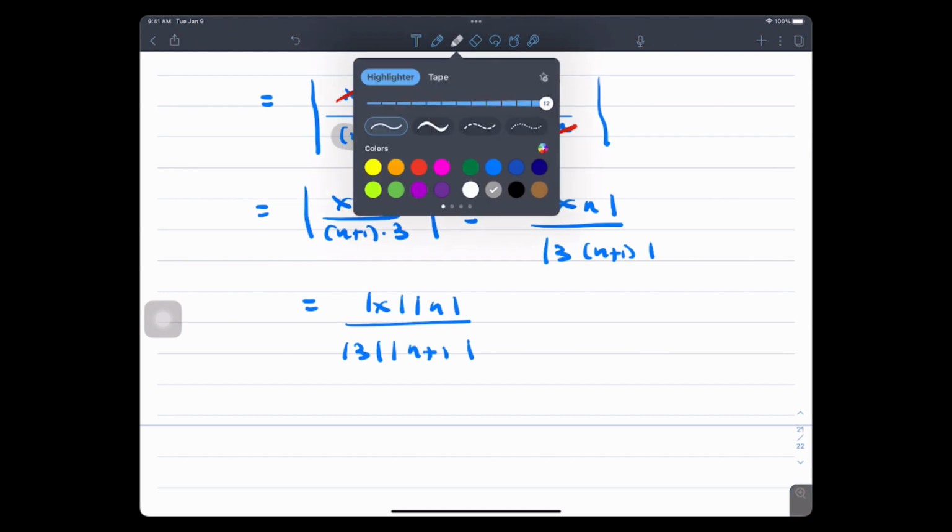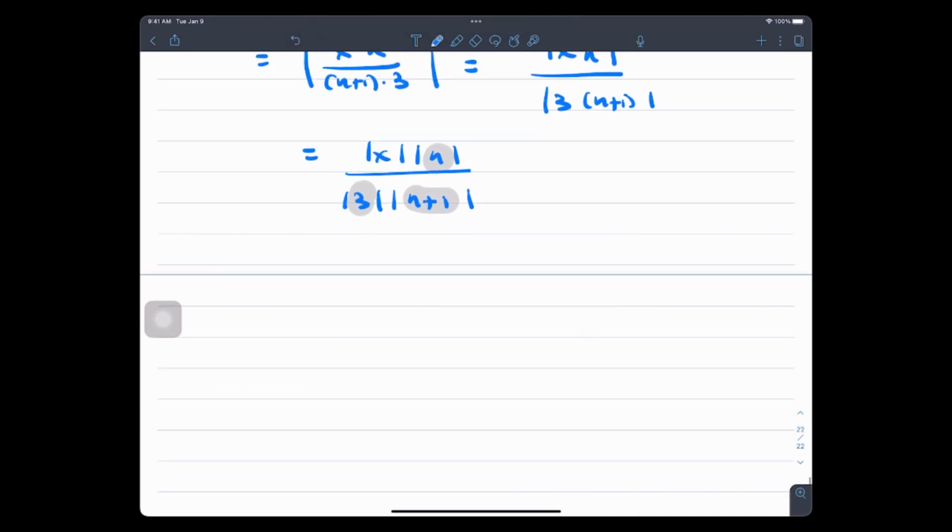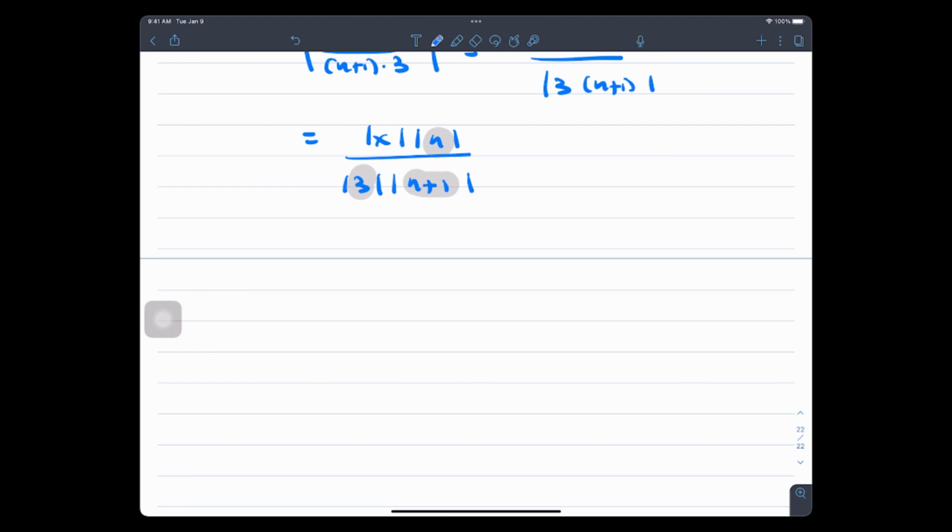So I want to remark. What's the deal? N plus 1 and 3, aren't they all positive? You know what that means? I can get rid of the absolute values. So that's why I have this: absolute value of x times n over 3 times n plus 1. This is what I have to take the limit for. Okay? This is what I'm going to do. You guys okay with that?